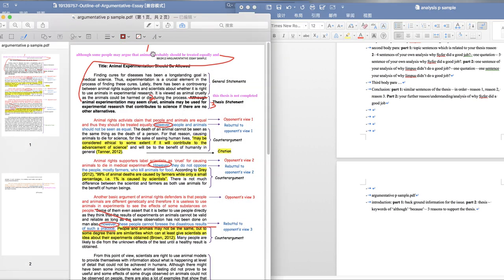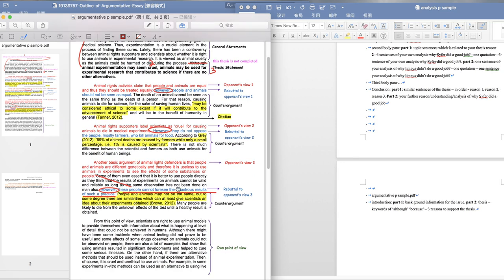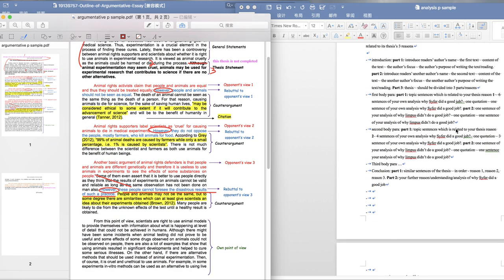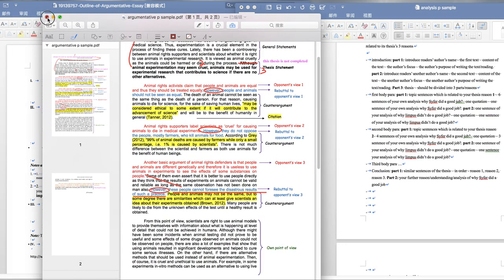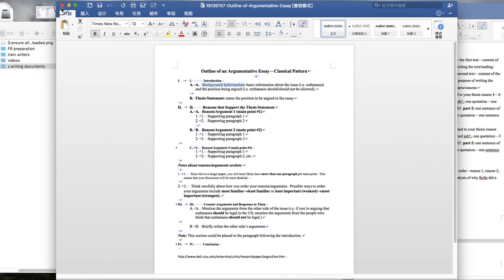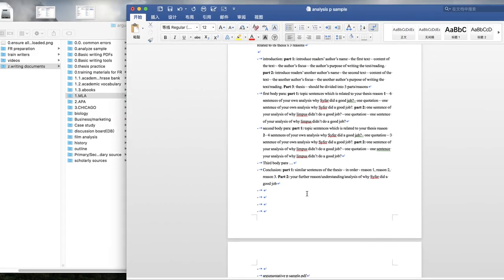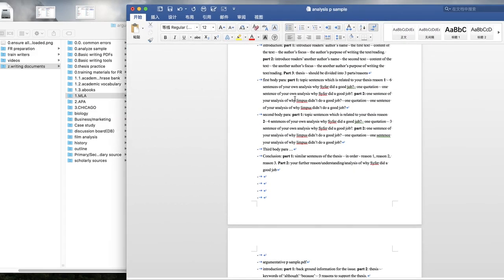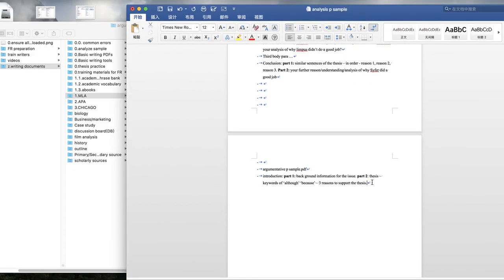Also, reason 1 connected to the first body paragraph, reason 2 connected to the second body paragraph, reason 3 connected to the third paragraph. Exactly the same as this one, right? In order, in logic. That one actually could say first body paragraph.